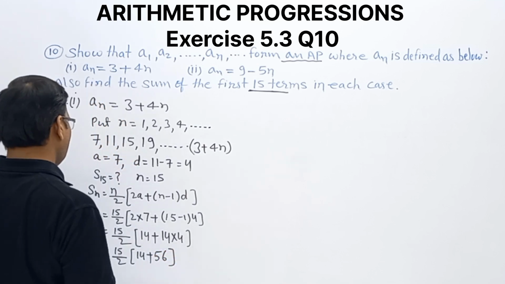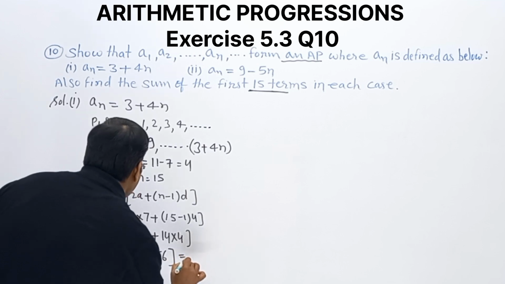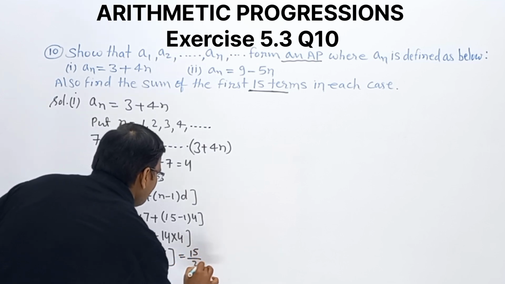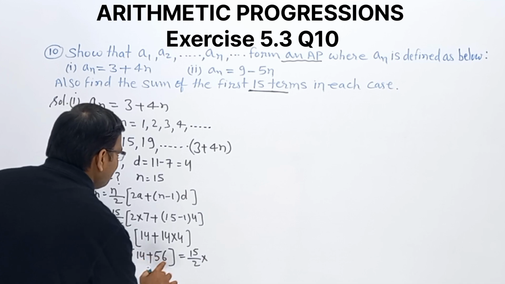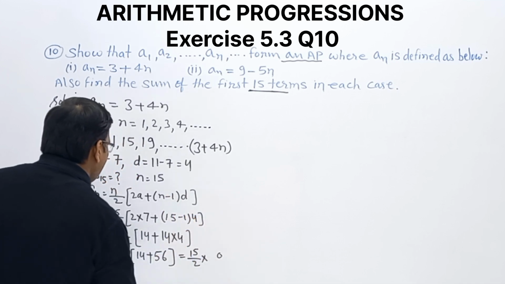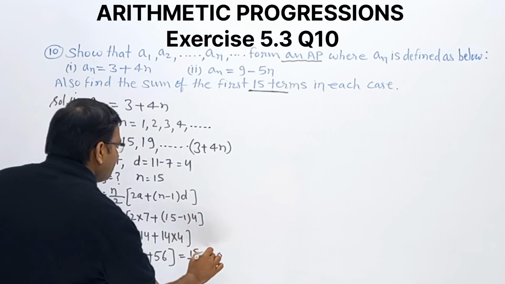Clear? Now this can be written as what? 15 by 2 into, add both, 4 plus 6 will be 10, 1 is remaining, 5 plus 1 is 6, 6 plus 1 is 7.